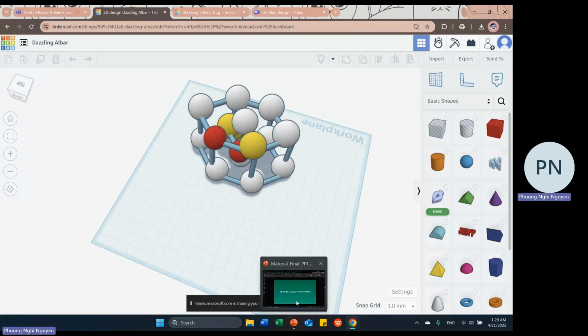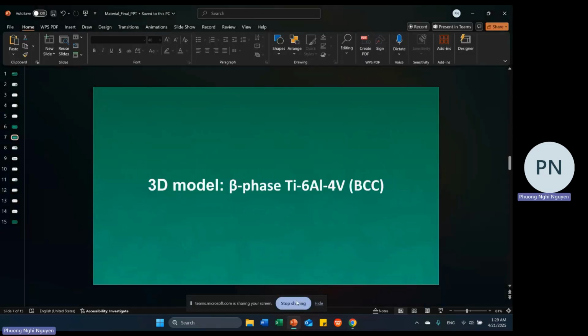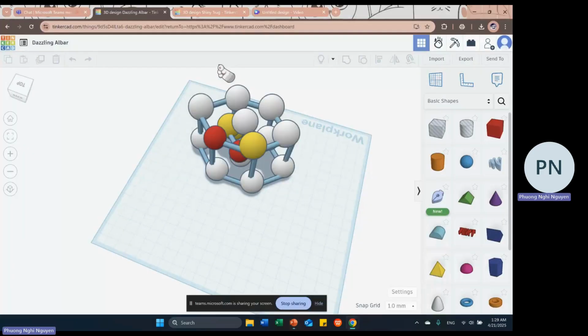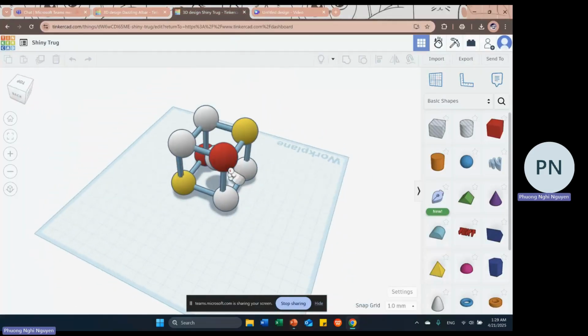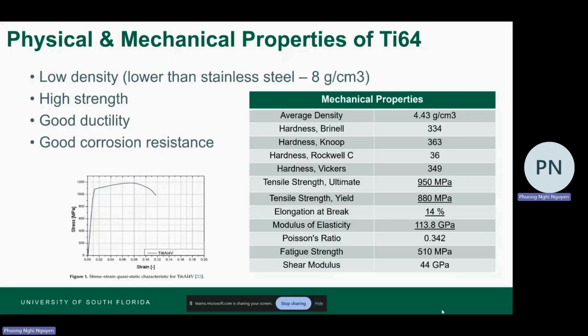And next, I'm going to show you my 3D model for beta phase Ti64. So here is the BCC structure, and again, white is for titanium, yellow is for aluminum, and the red one is for vanadium. In the next slides, I'm going to discuss the physical and mechanical properties of Ti64.